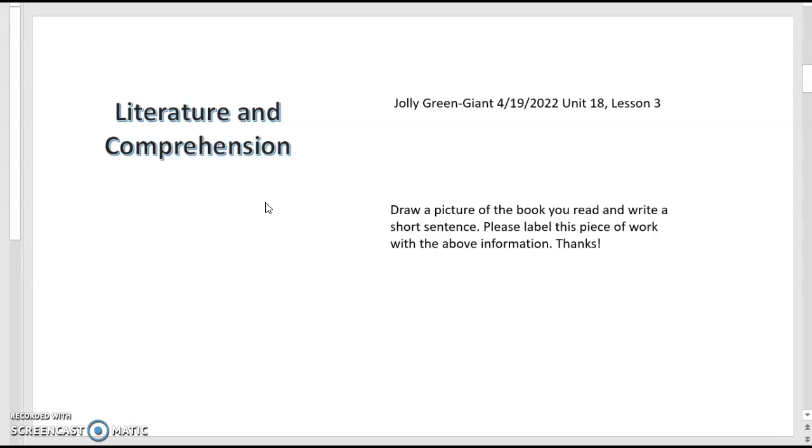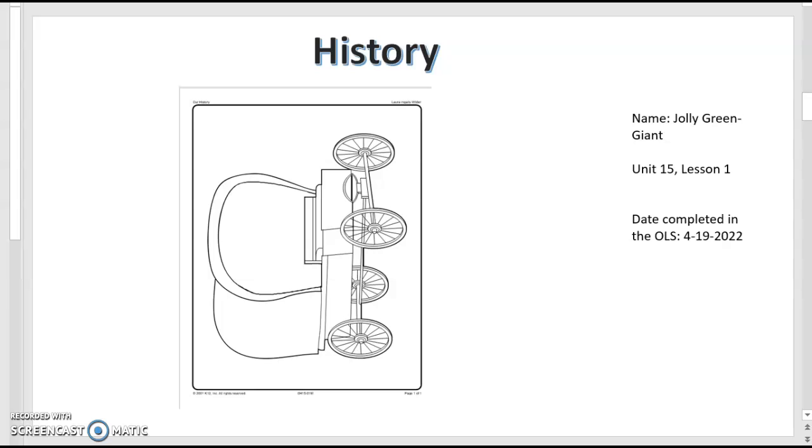If it was about the 3 pigs, you could write a sentence that says, the story had 3 pigs, or I read the 3 little pigs, or there are 3 pink pigs. Any of those would be fine. Just make sure you label it, please.